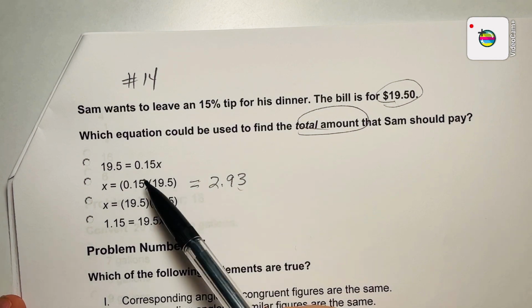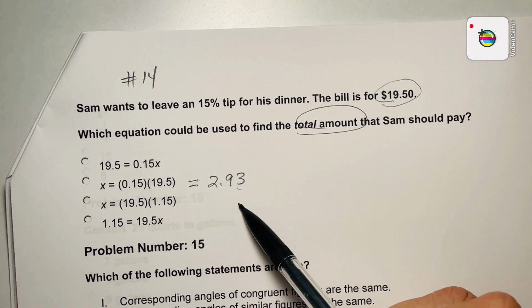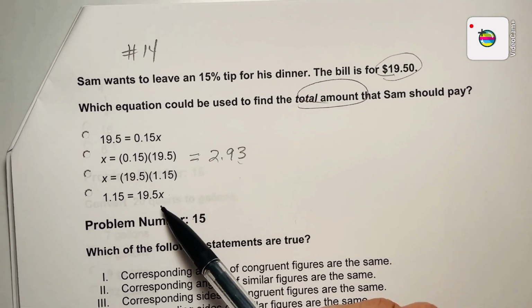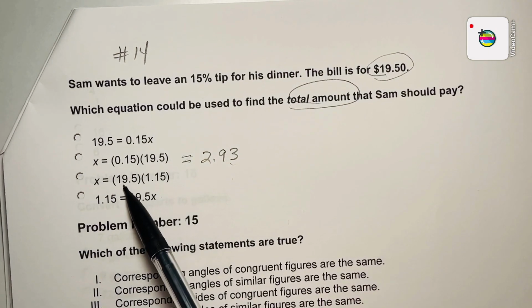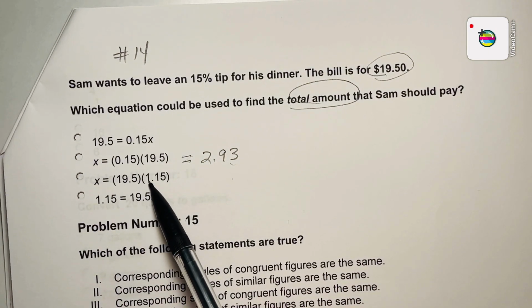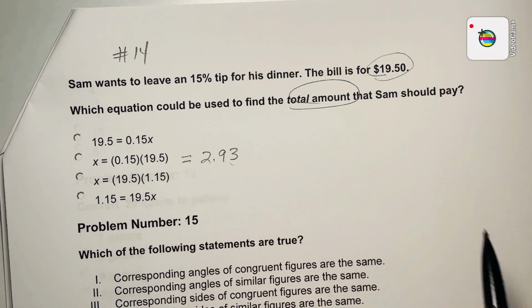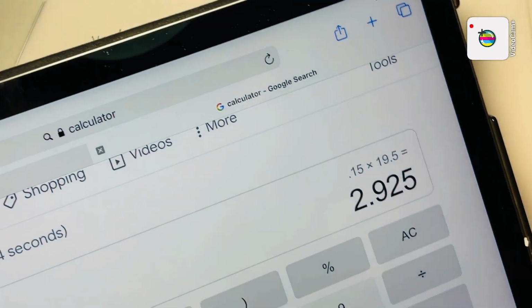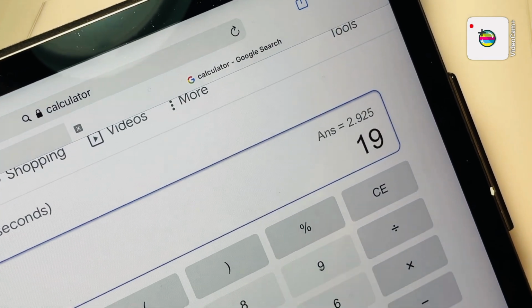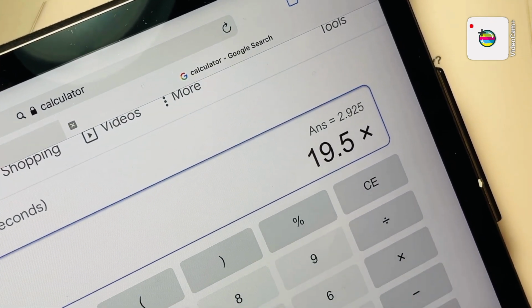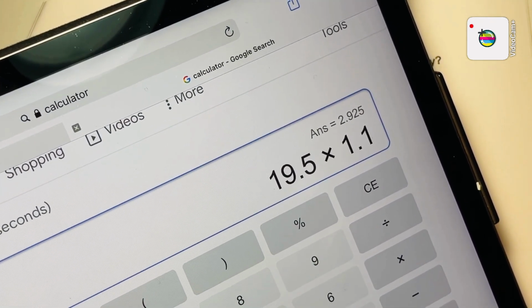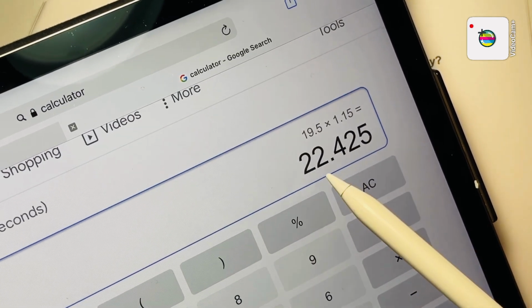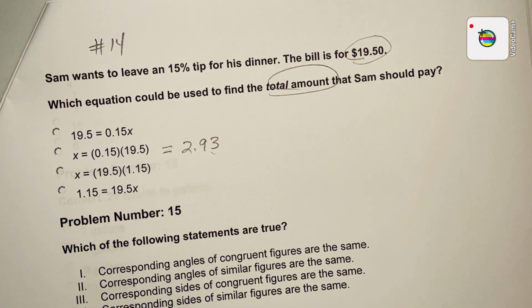So which of these would give us $22? Let's try this one. $19.50 times 1.15. So let's see. 19.5 times 1.15 equals $22.43. There it is.